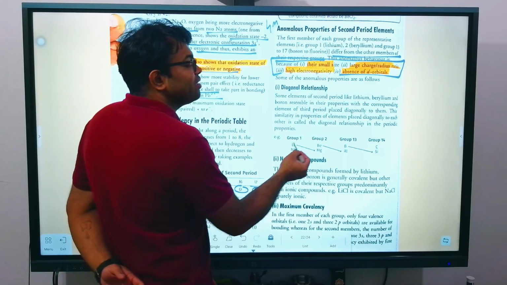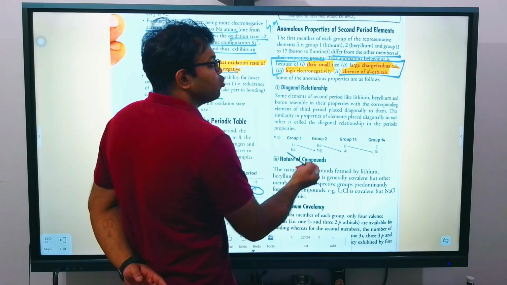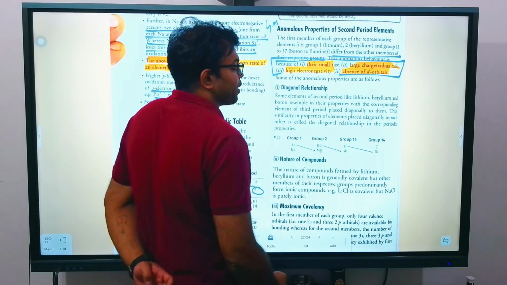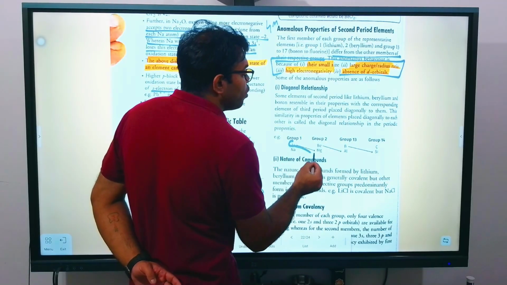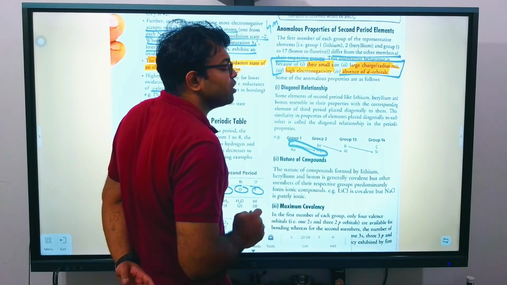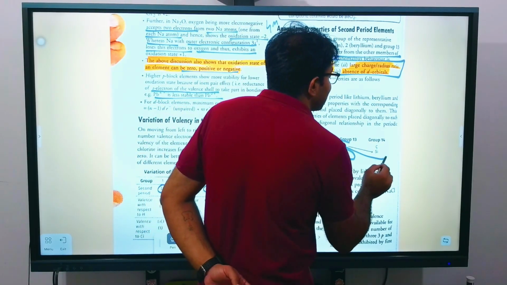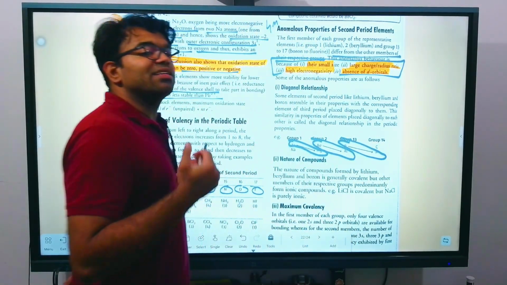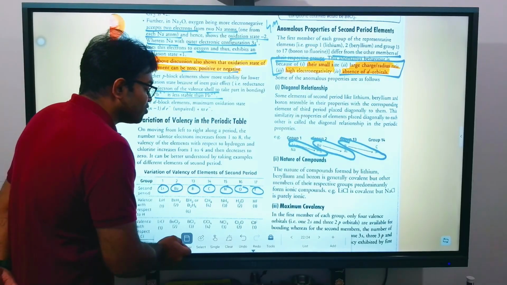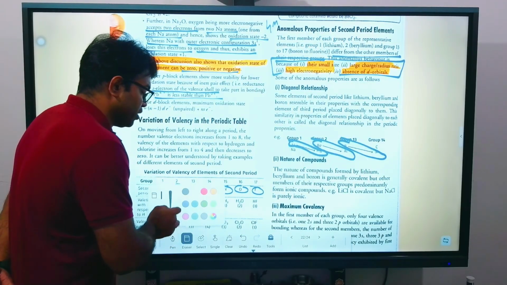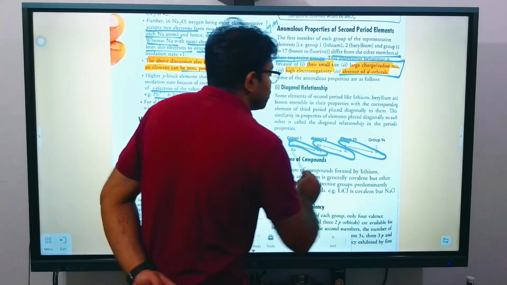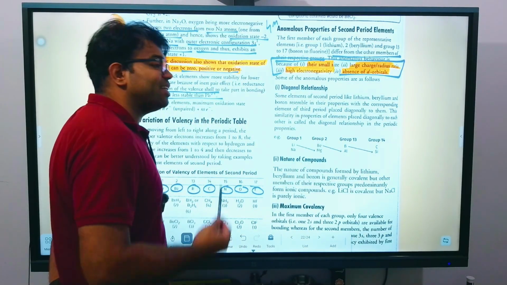For example, lithium, beryllium, boron, carbon, and sodium, magnesium, aluminum, and silicon. So lithium shares more properties with magnesium. Beryllium does that with aluminum, and boron has similar properties with silicon. So this is known as the diagonal relationship. Okay, the diagonal relationship is a peculiarity that we see.